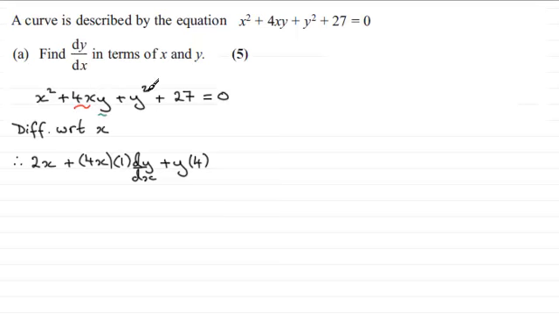Now we move on to differentiating y squared. So differentiate that with respect to y, and it will be 2y. And then we have to multiply it by dy by dx. Again, implicit differentiation there. For the 27, that's a constant, so that's going to differentiate to 0. And if you differentiate 0, that's going to be 0. So there we go. We just need to tidy this up to get dy by dx.